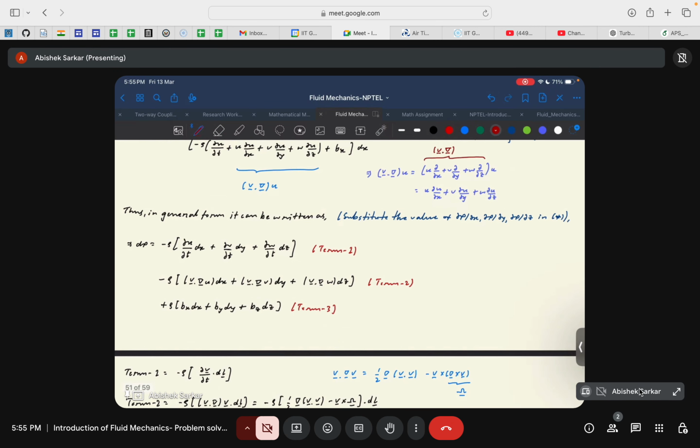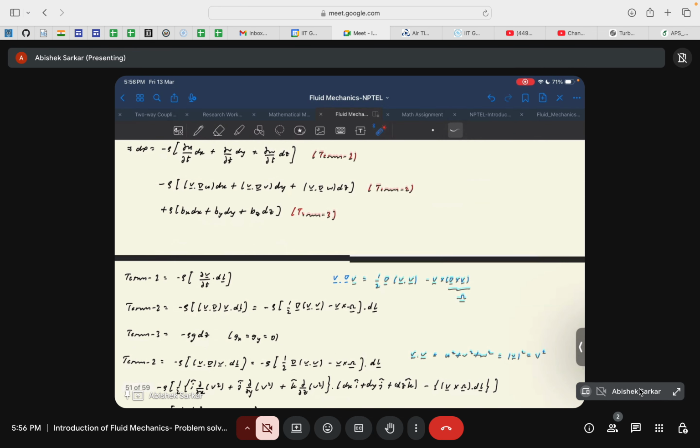So yeah, if you just substitute the values of ∂p/∂x, ∂p/∂y and ∂p/∂z in equation star, you will end up with this long equation. Okay, you can do it, it's not that complex, it's very simple but just a bit lengthy. Just check the sign convention, check the signs, don't misplace them, and you will easily get this form of equation. Okay, so just write it as term 1, term 2 and term 3. We will deal with all these terms separately.